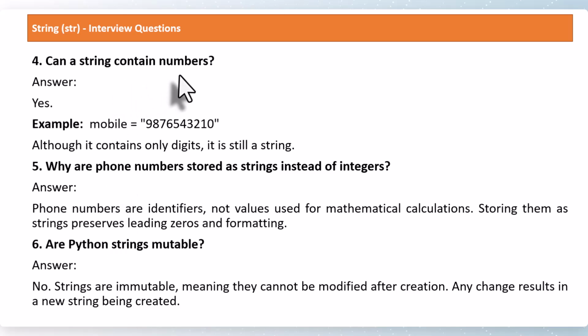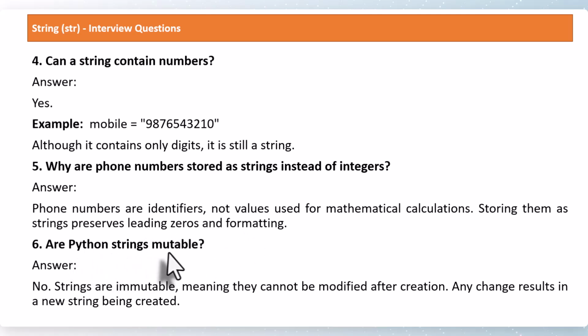Can a string contain numbers? Yes, a string can contain numbers. Even though it contains digits, it is enclosed in double quotations, so it is considered as a string. Why are phone numbers stored as strings instead of integers? Phone numbers are identifiers, not values used for mathematical calculations. So we are not going to do any mathematical calculations on these phone numbers, right? So that's why we store them in the form of a string. Storing them as a string preserves leading zeros and formatting also.